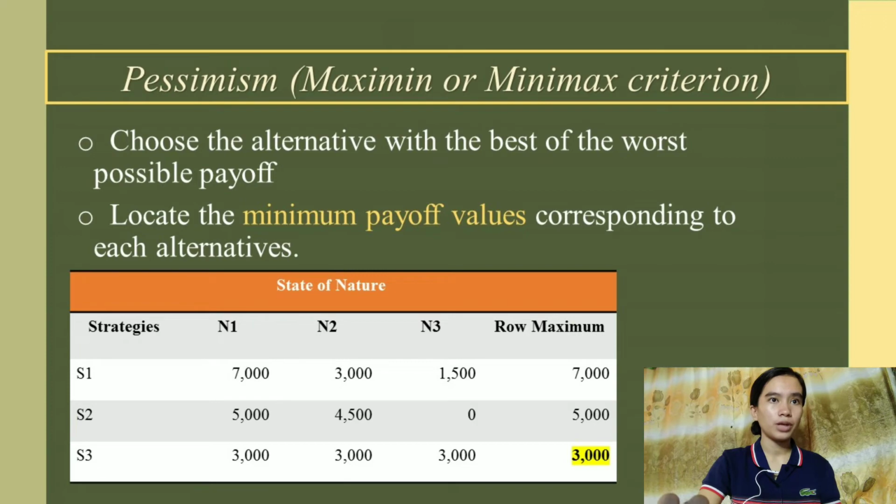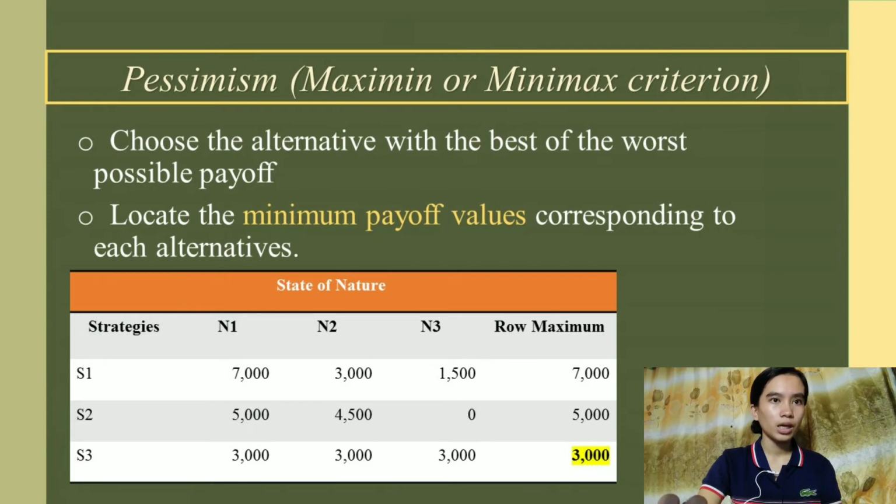Under pessimism, on the other hand, we will choose the alternative with the best of the worst possible payoff, as compared to optimism, in which we choose the best possible payoff. We will now choose the best of the worst possible payoff. Locate the minimum payoff values corresponding to each alternative. So here we will choose again the maximum in this row, but with the decision we will choose the minimum.